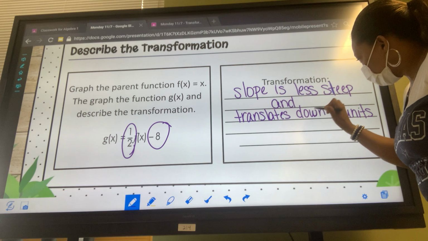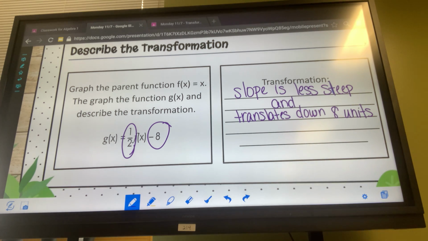That is a W. Pick up my pencil. Okay, questions? Gabby? All right back there?